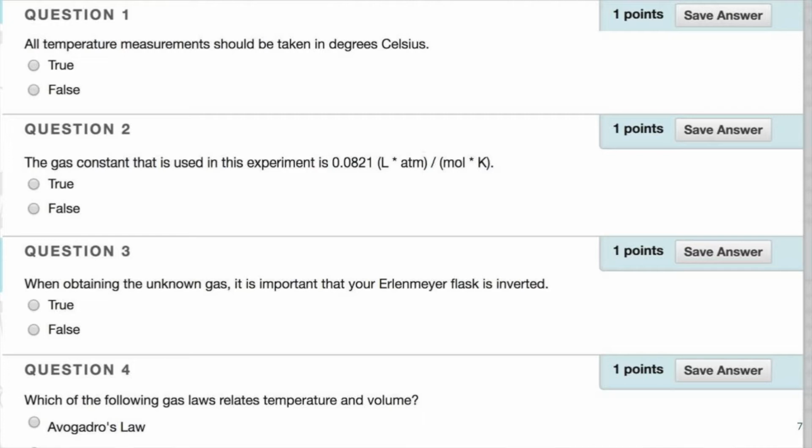So, for example, you can see I've put a true or false question here, which asks them, is it important that your Erlenmeyer flask is inverted? I think it's a more effective way to get that information across than telling them, knowing that a quarter of the students aren't even looking at me.